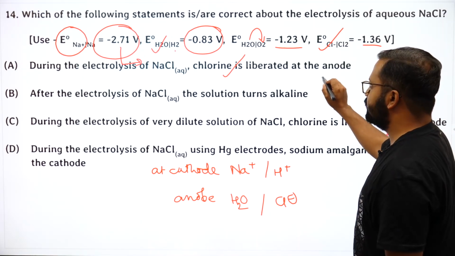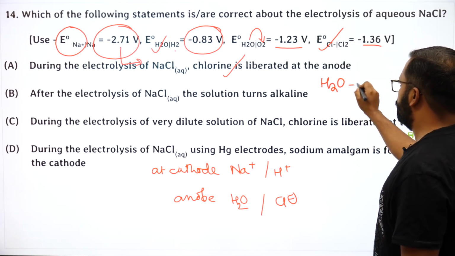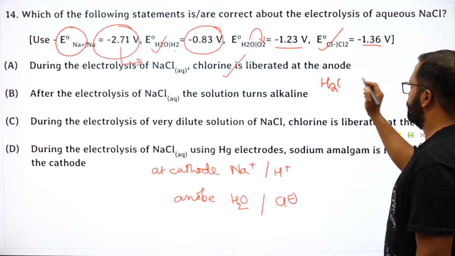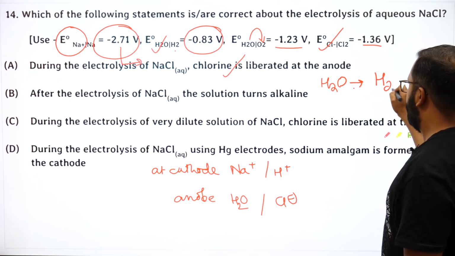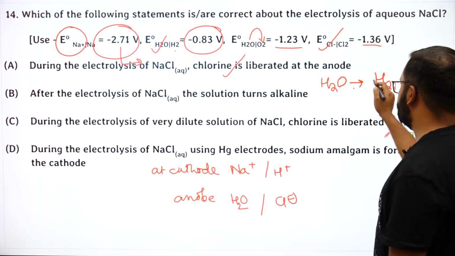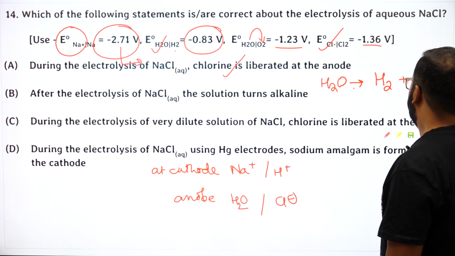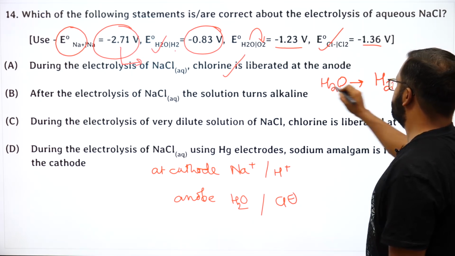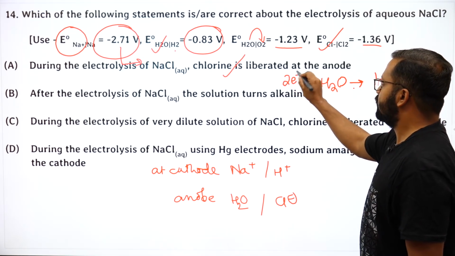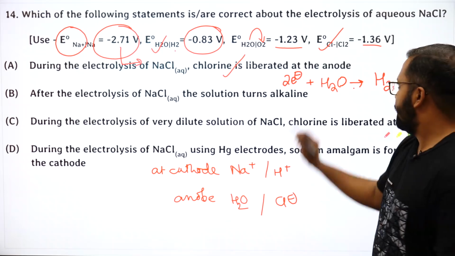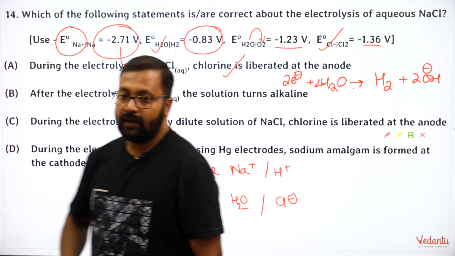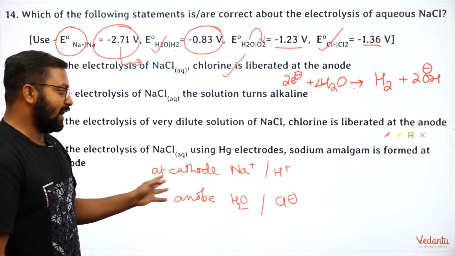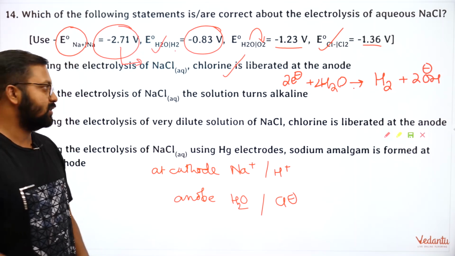then we can write H2O changing into H2, 2OH minus, 2 electron. This will be the balanced reaction. Okay, so OH minus is being produced because hydrogen is liberated, the solution will turn alkaline. This is also a right statement.